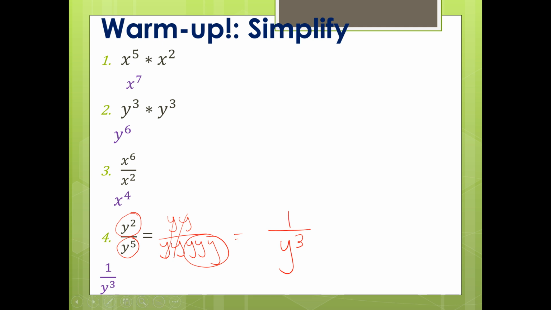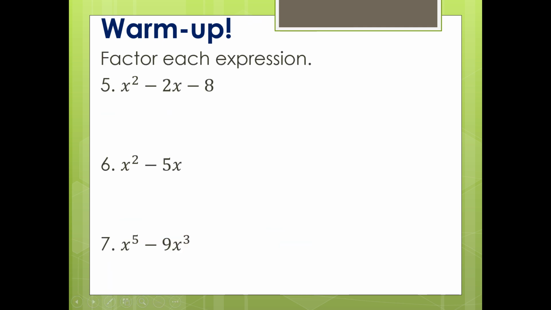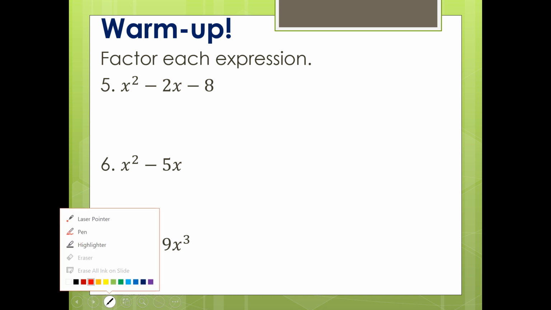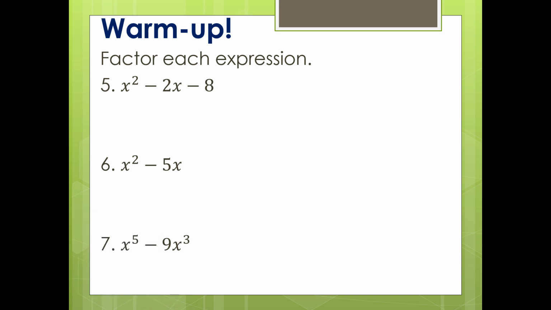Okay. Our next warm-up is everyone's favorite thing. We have some factoring. So again, before I pop the answers up here, make sure you're trying them on your own. This first one is a pretty straightforward one. We're just looking for two numbers that multiply to be this last thing, add to be this middle thing. Make sure you're careful with your signs.